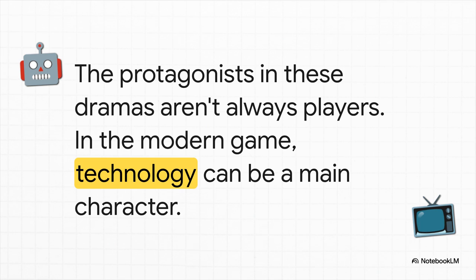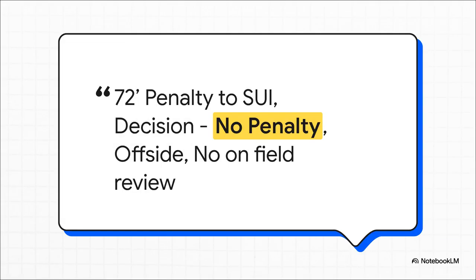In the modern game, one of the biggest protagonists, for better or worse, is technology. I'm talking about the video assistant referee, or VAR. And that brings us right back to our Switzerland versus Norway mystery. At the 72nd minute, we find the critical clue. Switzerland, who's trailing 2-1, gets awarded a penalty, a golden, once-in-a-game chance to tie it all up.